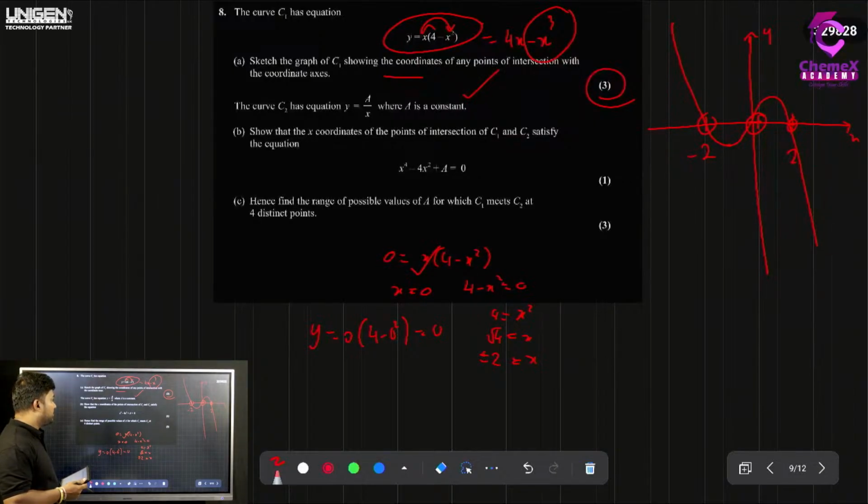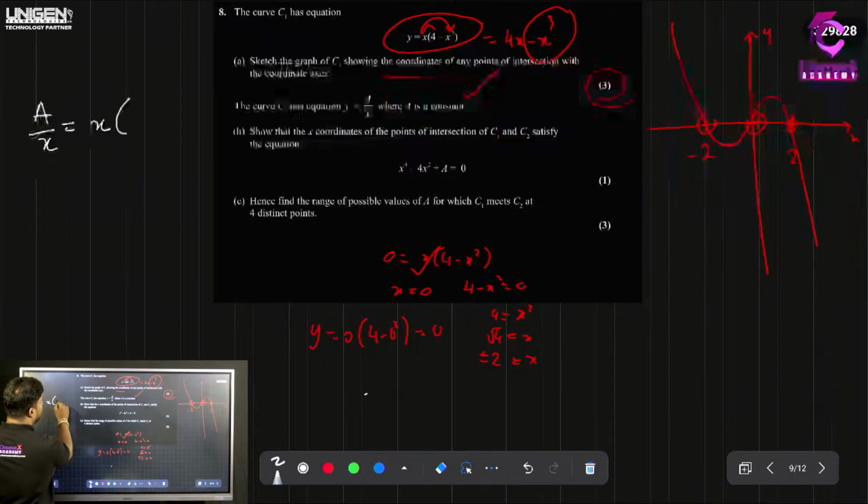Show that the x coordinate of the point of intersection of C1 and C2 satisfies the equation x to the power 4 minus 4x squared plus a equals 0. So for this, if they intersect, the x coordinates of the points are the same, so you can equalize both equations, right? a over x equals x bracket 4 minus x squared.